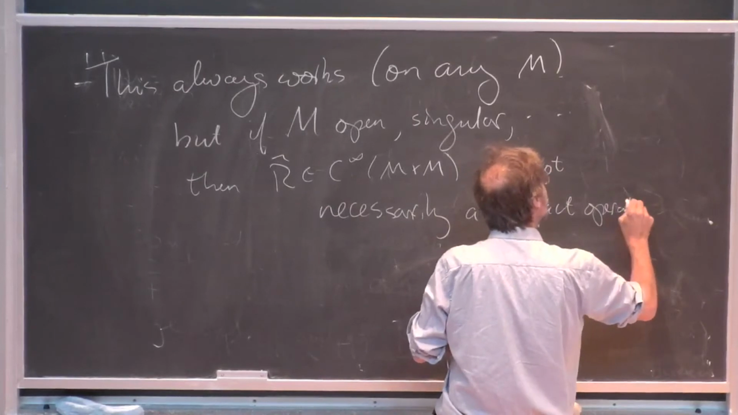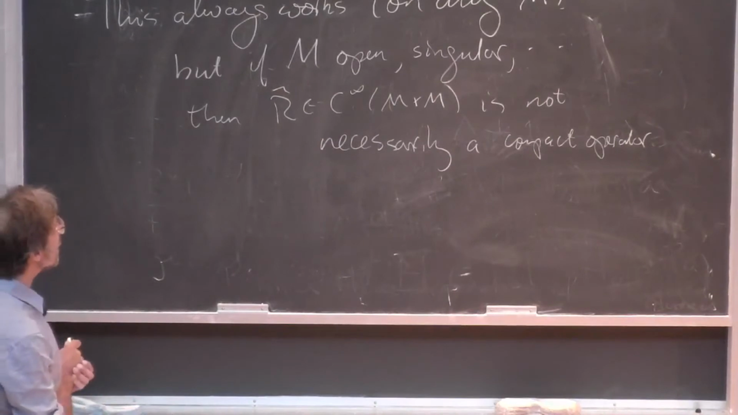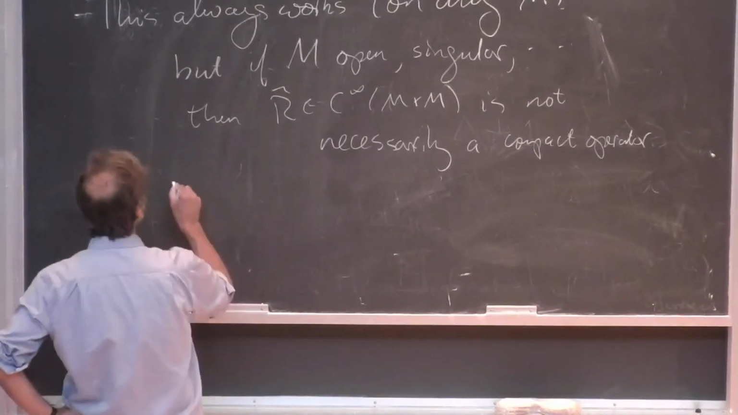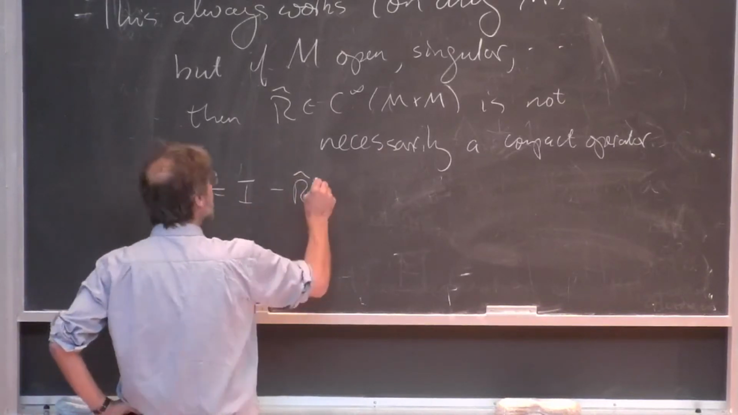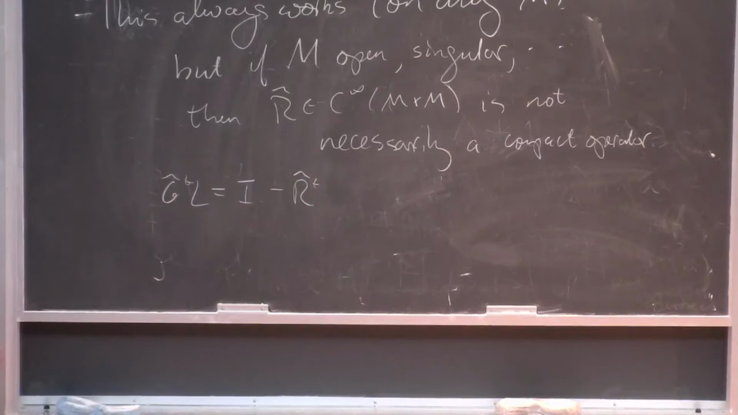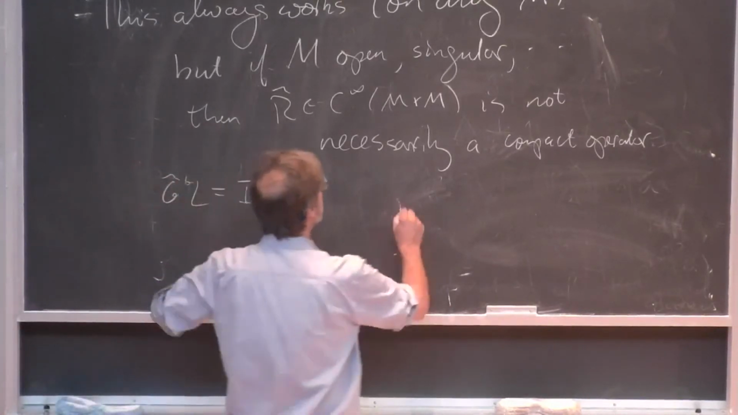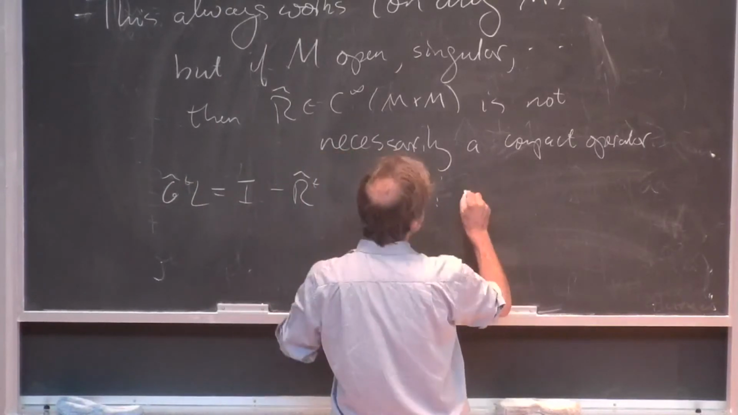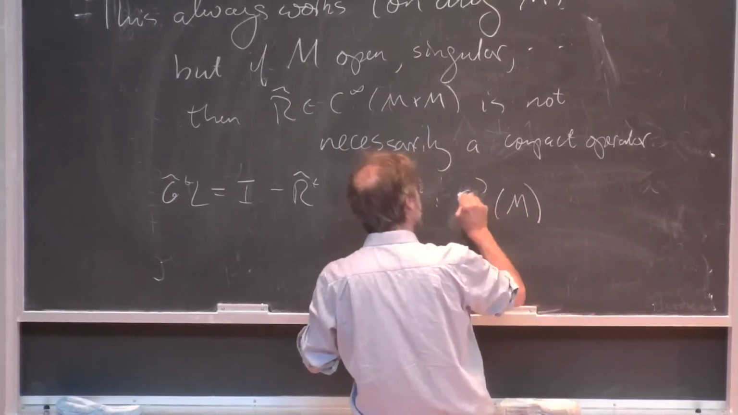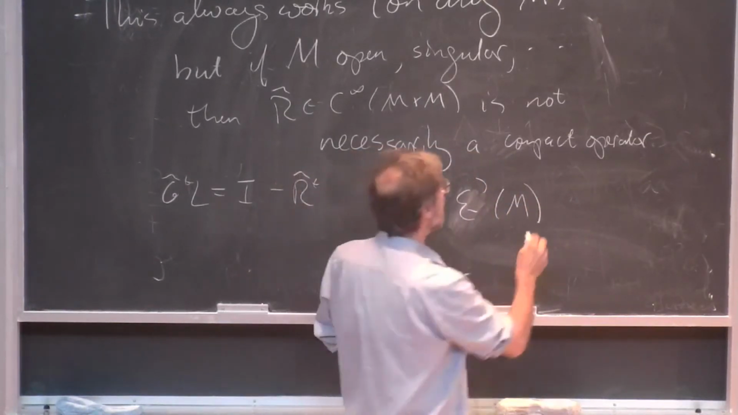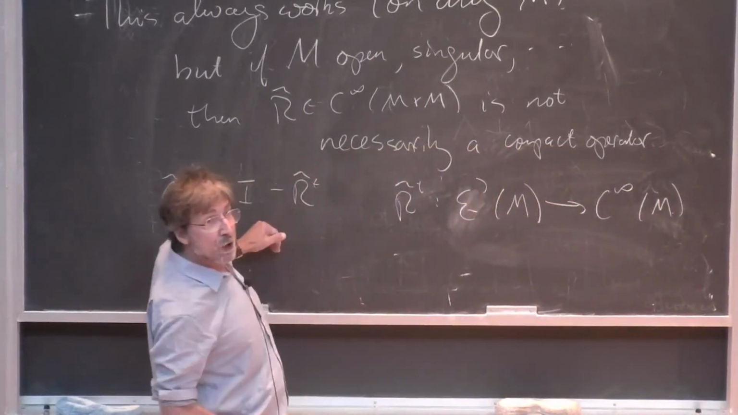So why do I care about compactness? Well, just the usual proof, which I always teach in my first year functional analysis course. Suppose I take the transpose of this. So I'm going to get G tilde L is equal to the identity minus R tilde transpose, and so on. I have the transposes of these operators. If this thing is smooth, R tilde transpose will map distributions of any order, let's say compactly supported distributions of any order, E prime of M, into C infinity of M. But it doesn't regulate growth at all.